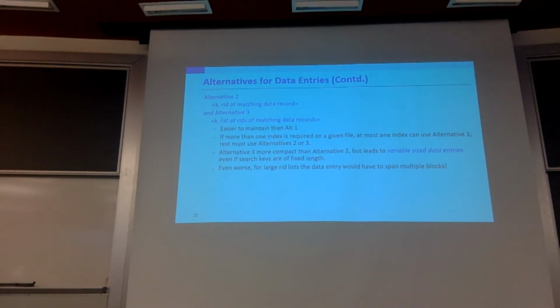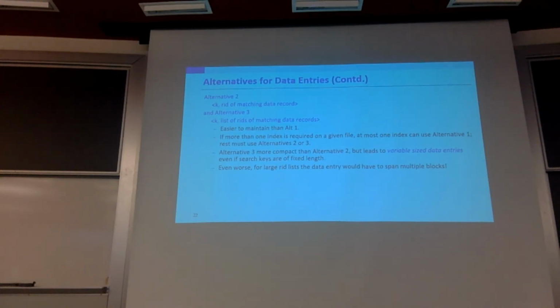For alternatives 2 and 3, once you find the data entry and you want to get the matching tuples, you need to pay additional IOs because they are just RID pointers. For alternative 2, you need to pay one additional IO to go to the heap file to fetch the tuple. For alternative 3, you have a list of RIDs. Say you have N matching RIDs there, then you are going to pay N IOs to get those tuples out from the heap file.